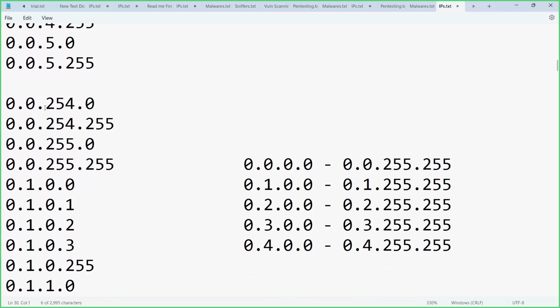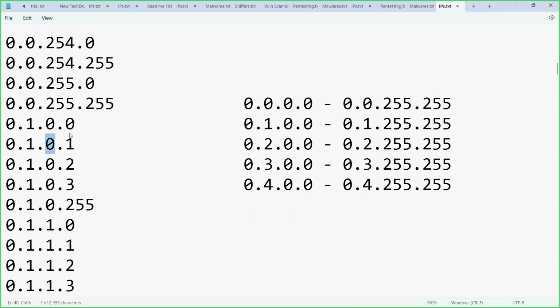It goes on all the way up to 2.5.4.0 to 2.5.4.255. Then 2.5.5.0 to 2.5.5.255. Once both these octets are filled, they cycle back to zeros again, and this 0 now changes to 1, and you have 0 0 again.